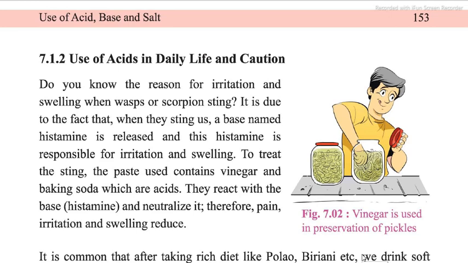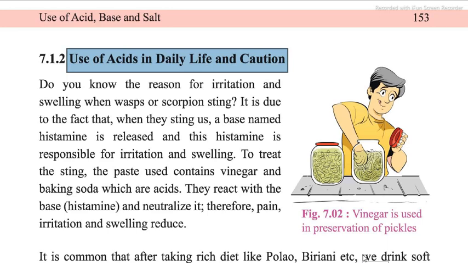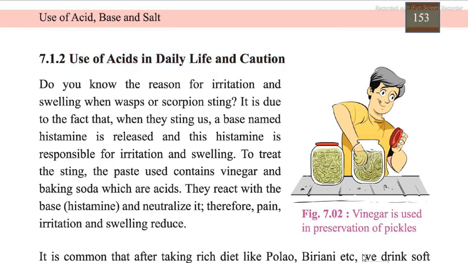Today we will discuss use of acids in daily life and cuisine on page 153 of chapter 7, 1.2 of your science book. Hopefully, doing the whole class carefully will create the expectation of getting the highest marks in science and gradually achieve the expected success. Friends, I try to make every important point easy to understand through questions and answers. So let's start the class.